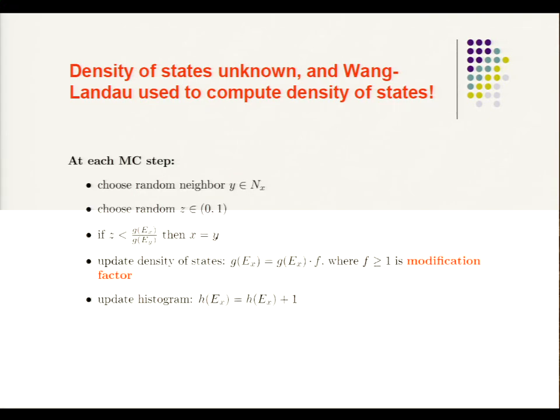At each Monte Carlo step, we choose a random number between 0 and 1. If the number is less than g(X), the density of states of the energy band of X, the old state, divided by the density of states of the energy band of the new state, we make a change: X is set equal to the new updated Y. At that point we update the density of states and the histogram, regardless of whether we effected an update of X.